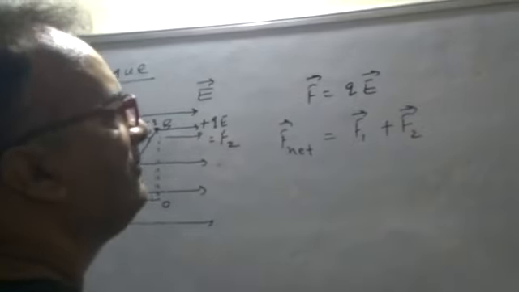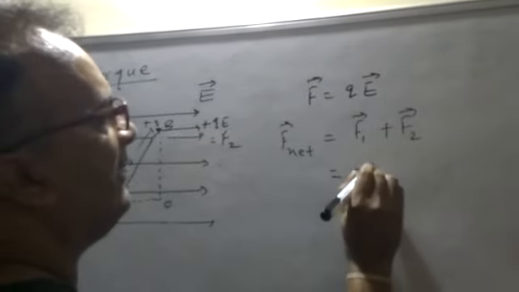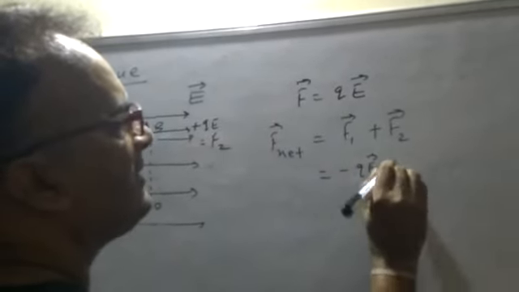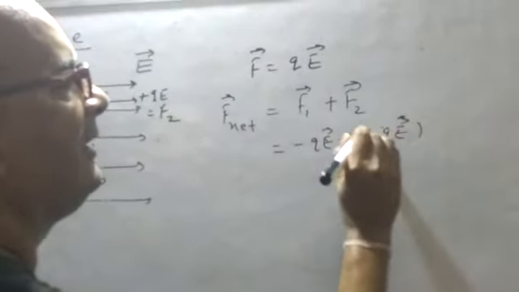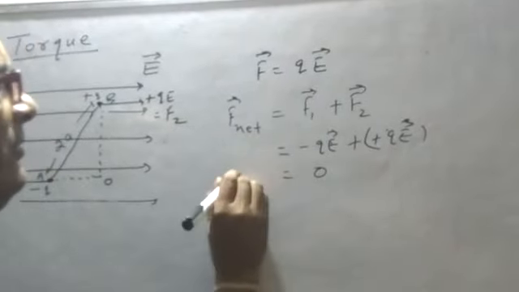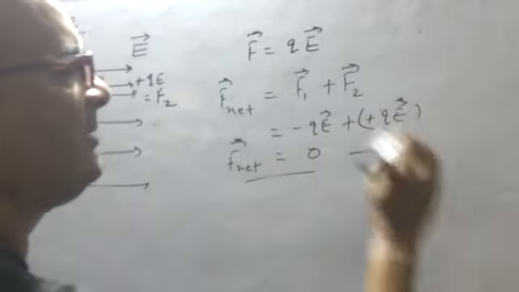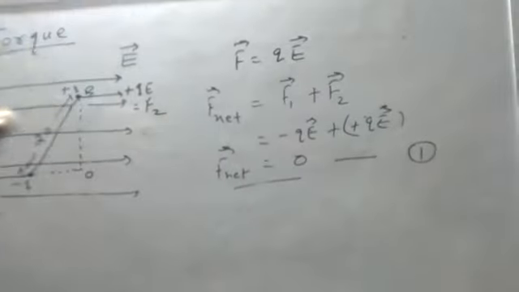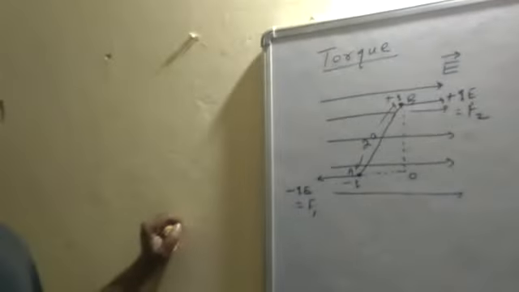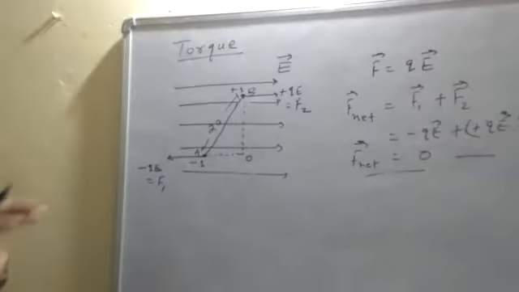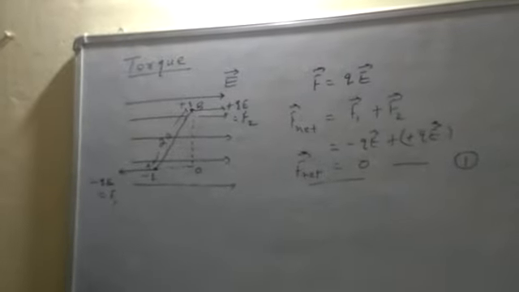F1 plus F2. F1 is minus QE, plus the other, which is plus QE. So it will be 0. So the net force will be 0. This is very important. If you write this much, and the question is of 3 marks, you will get 1 mark here. Each and every step is very important. So F net equals 0. It means the electric dipole will experience 0 force on it.